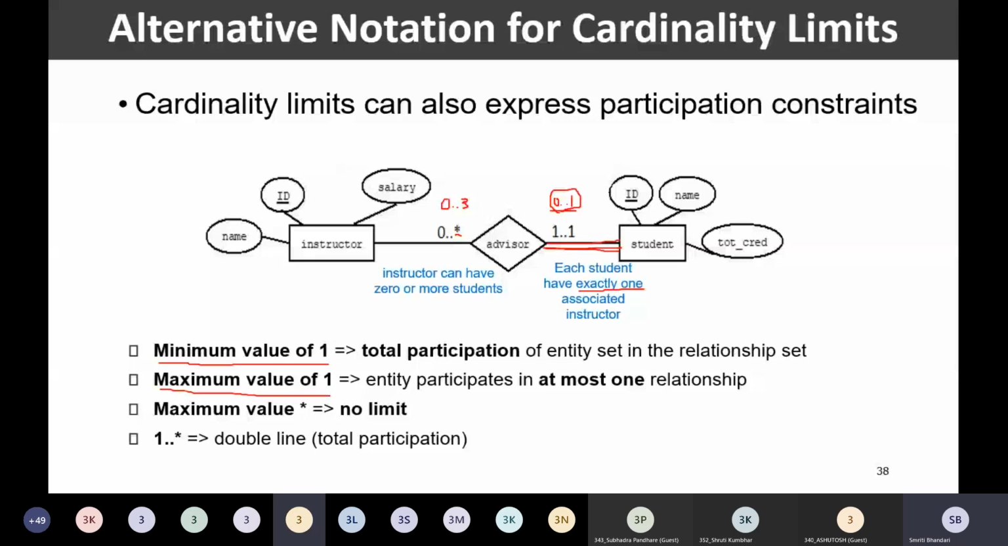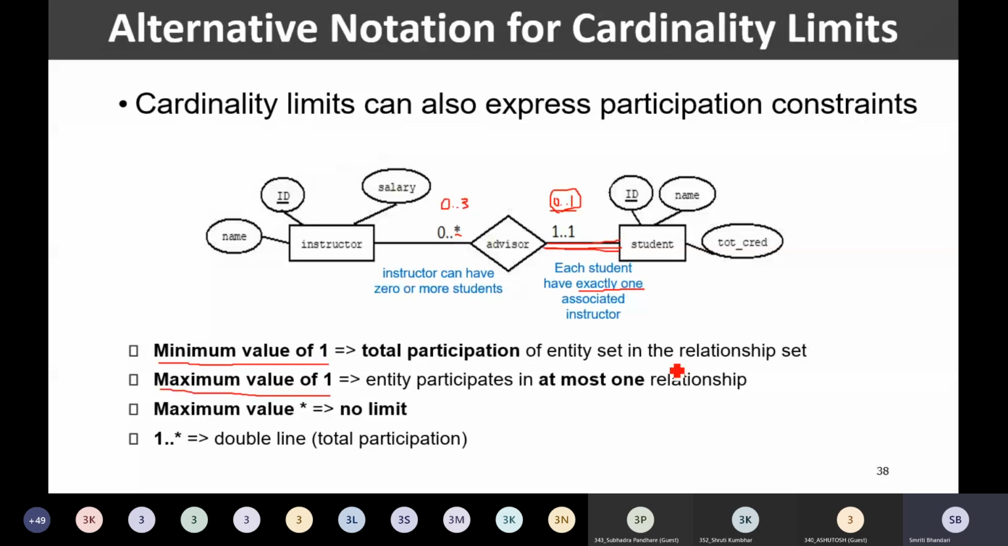So there are several ways to denote the cardinalities. Depending on the problem statement that we have, we may pick the appropriate way to depict such kinds of cardinality constraints or cardinality limits.